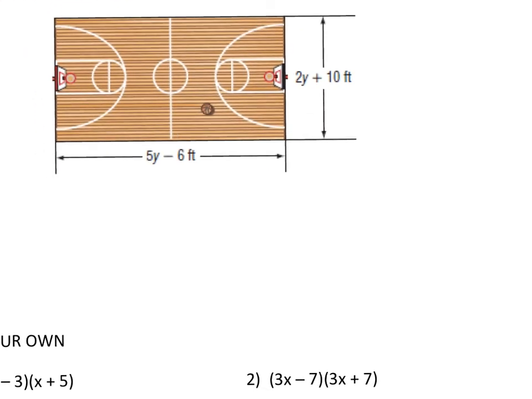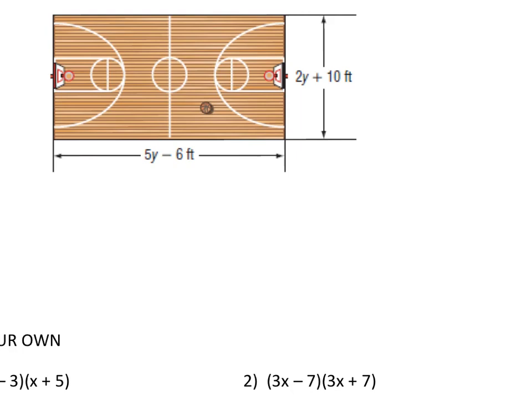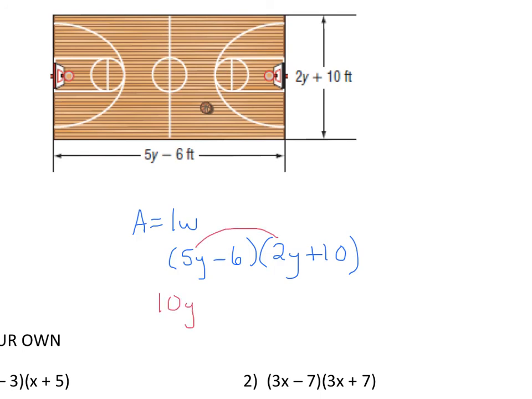So if I'm looking just at my picture here and I'm thinking about area, I know that area equals length times width. So I know I'm basically just going to take these two guys and multiply them together. So I'm going to take 5y minus 6 times 2y plus 10. Now, you can use that FOIL acronym from the beginning of the lesson, or again, you can just think about your distributing. So I'm going to take 5y times 2y and get 10y squared plus 50y minus 12y minus 60. Again, combine the middle here.